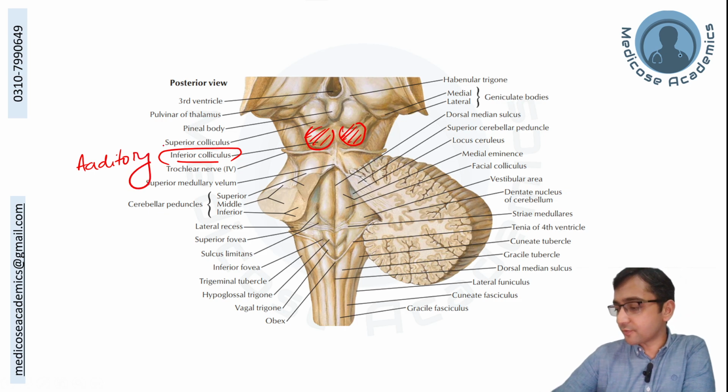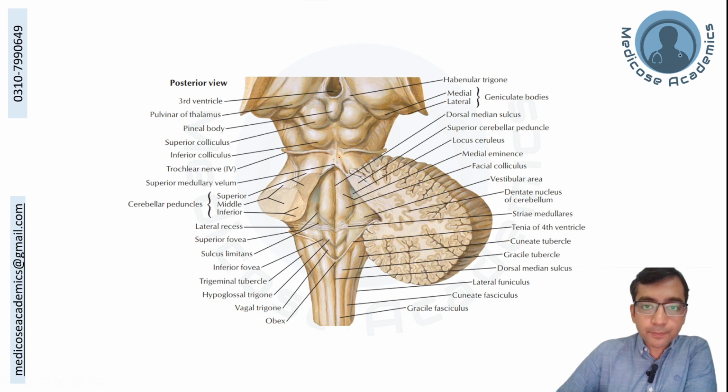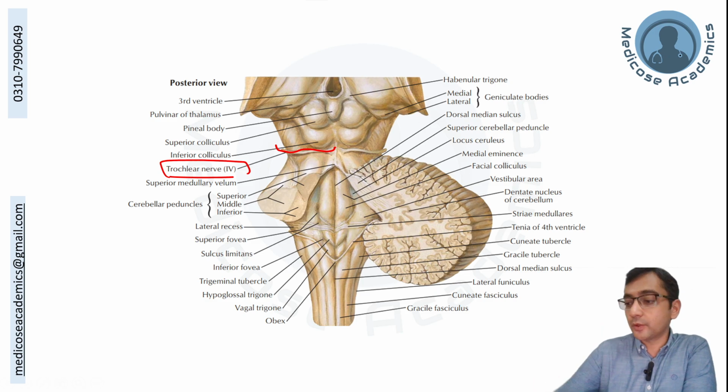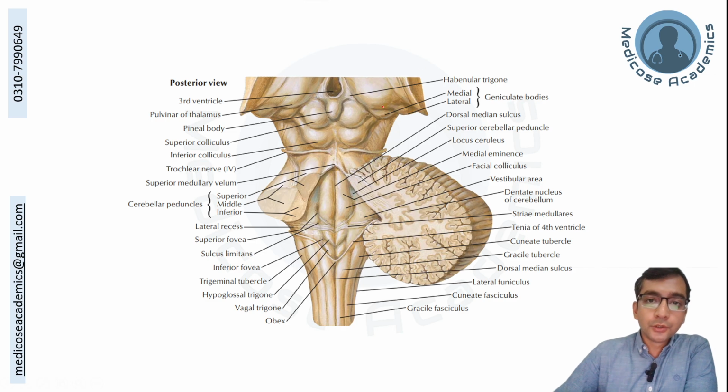Just beneath them you can see this cranial nerve exiting. This is the fourth cranial nerve, the trochlear nerve, and this is the only cranial nerve that is exiting from the back aspect of the brainstem. So these are the four colliculi.